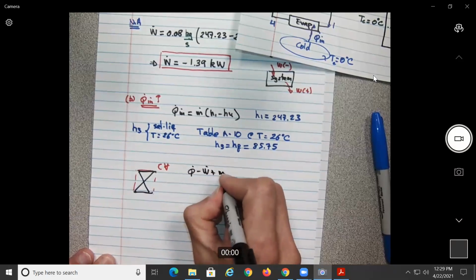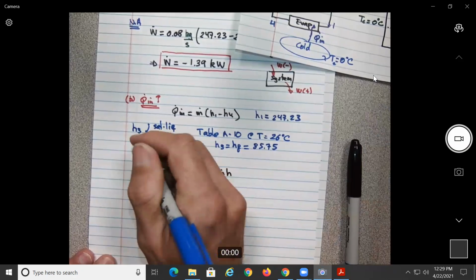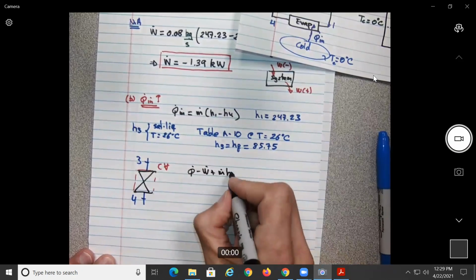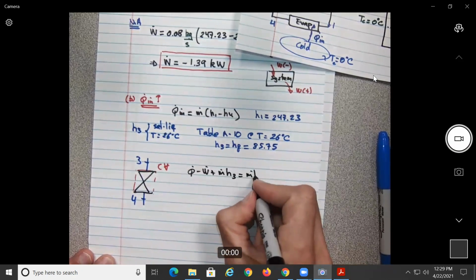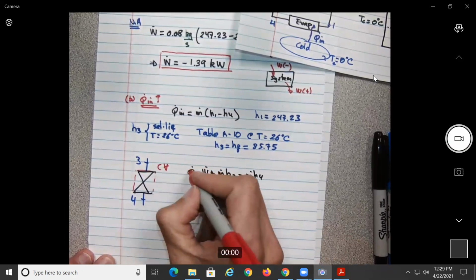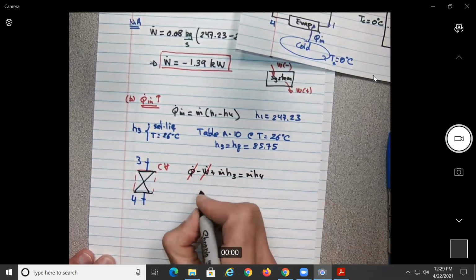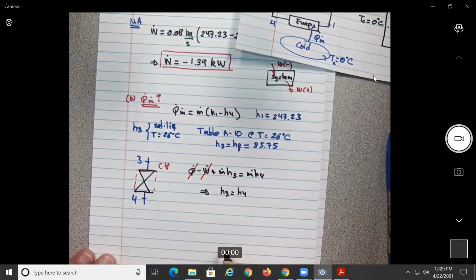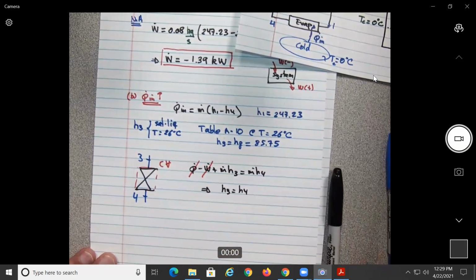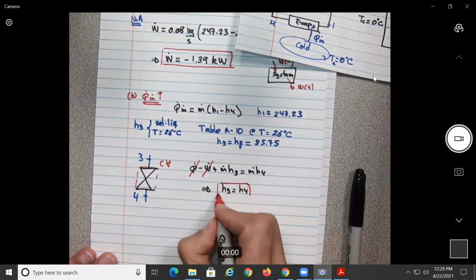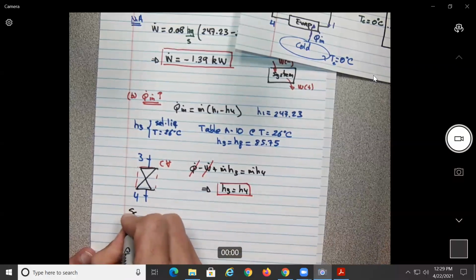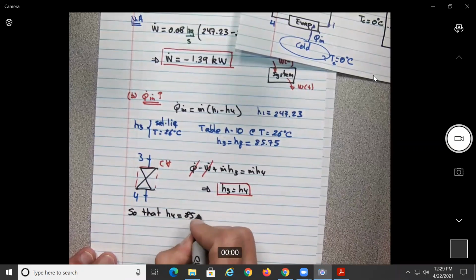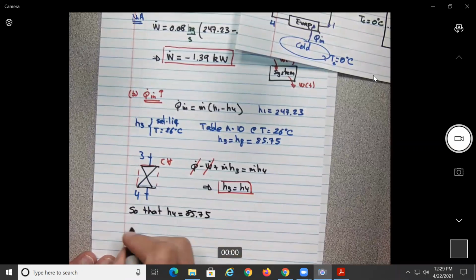If you apply the first principle of thermodynamics, what do you have? Q minus power plus m H3 will be equal to m H4. There is no heat or power. So I told you that through a valve, the value of the enthalpy is conserved. So at the end, H4 is equal to 85.75. And now we can find that Q in.